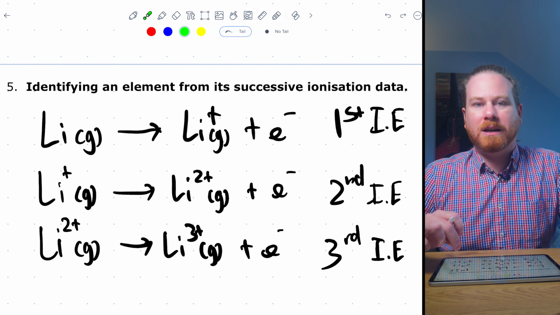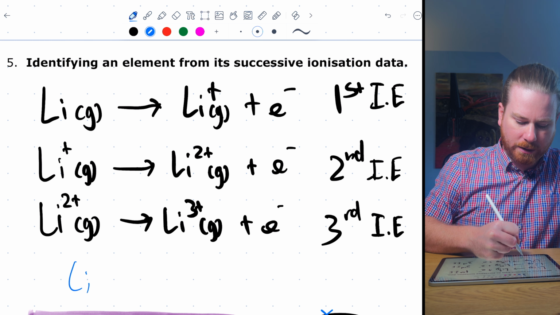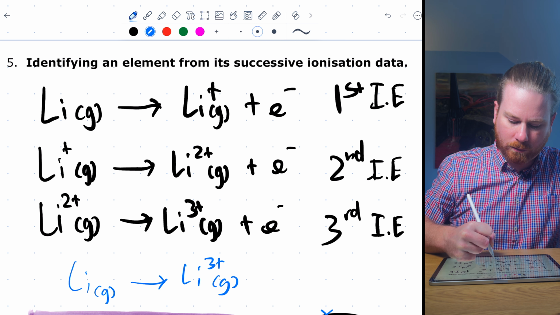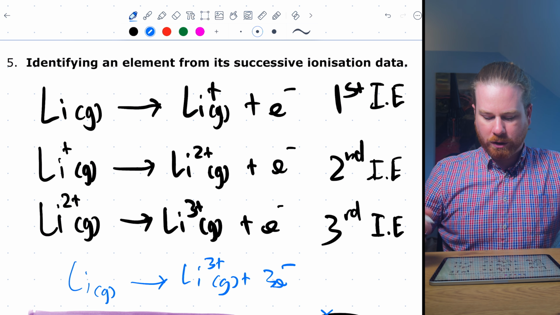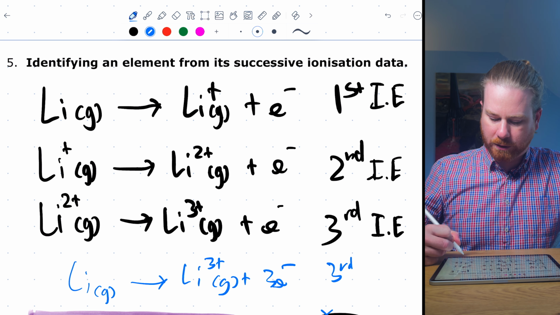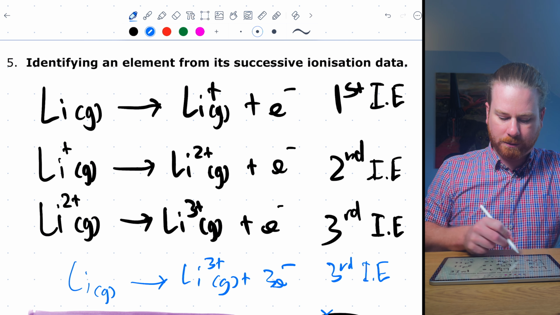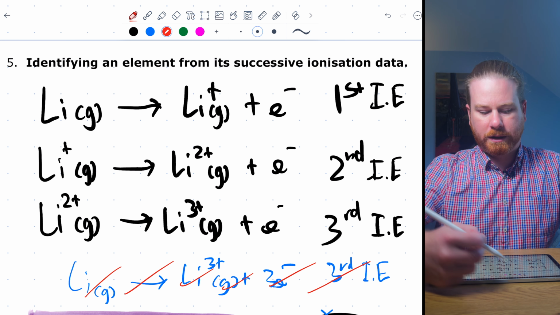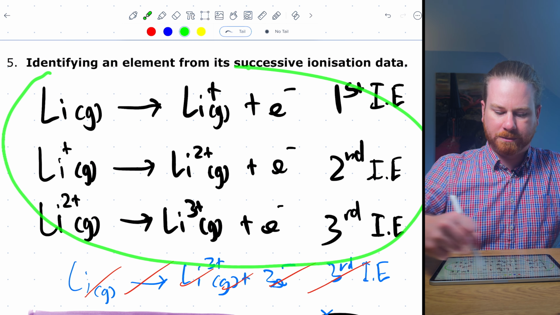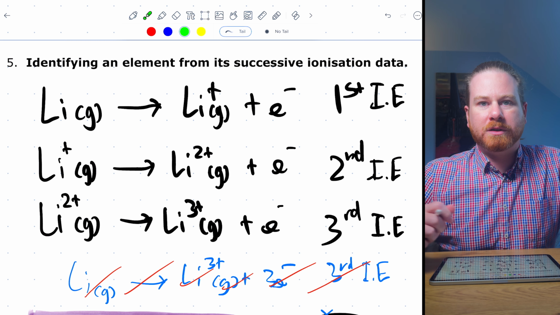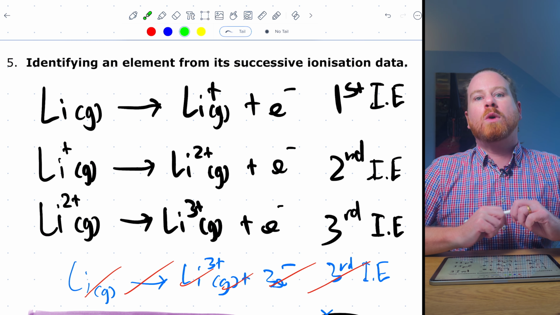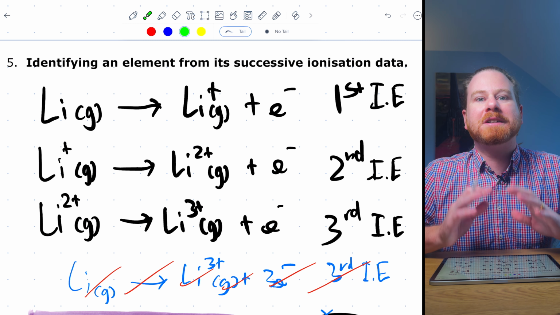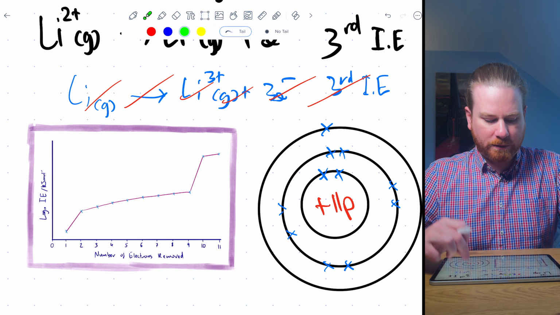So something like this would not be the third ionization energy, so this would not exist. It is only what we've got up here. Okay, so when you get all of this data from one element and plot it on a graph, it supports the idea of having the main energy levels. So let's have a look at our graph.